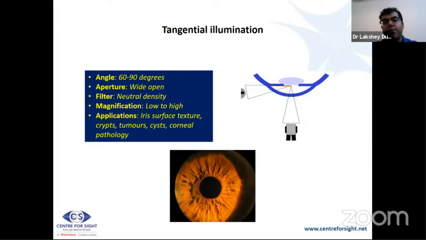And the last way of illumination is tangential illumination, in which you illuminate the cornea or the iris from 90 degrees and observe at right angle. This is to localize surface pathologies.